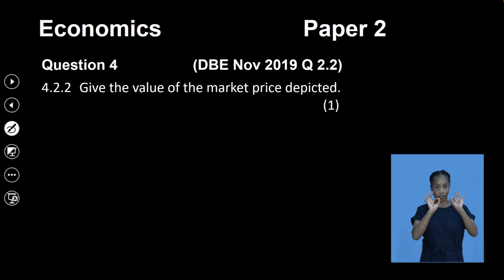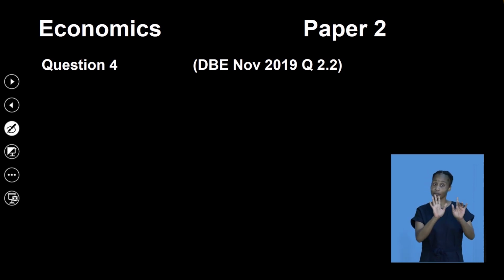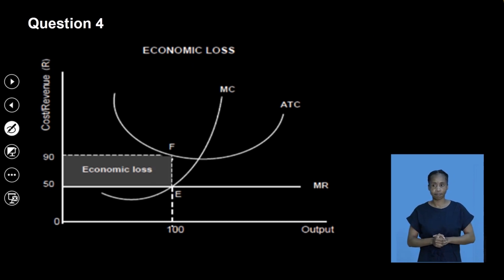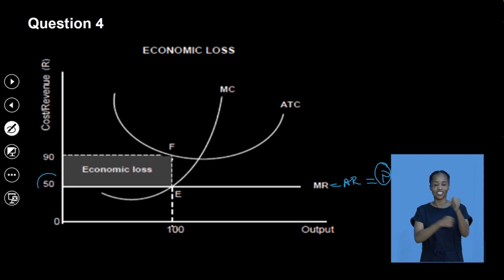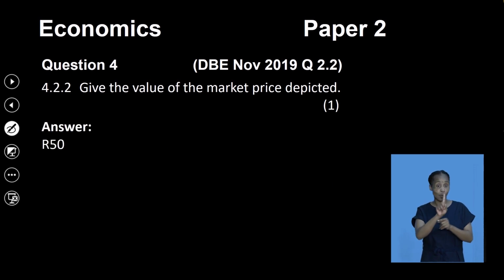Now, let's go to the next question. It says give the value of the market price depicted. Let's go look at the graph again. Remember what I said earlier on when we started? We said our MR is equal to our AR, is equal to our P, which is also equal to our demand. So our P is the same as the MR for a perfect market structure. So what is our market price there? As you can see, guys, our market price is 50. That is our answer for 1 mark.